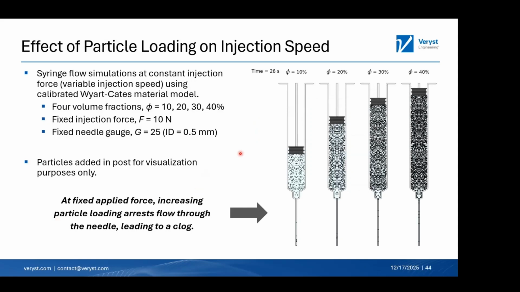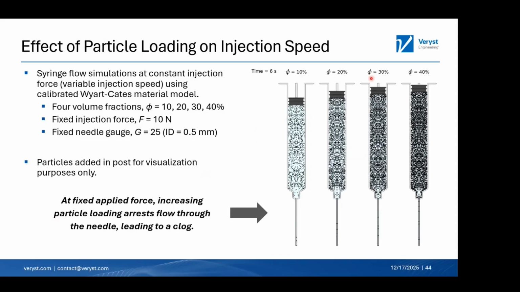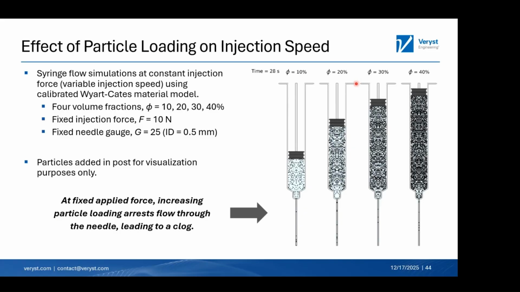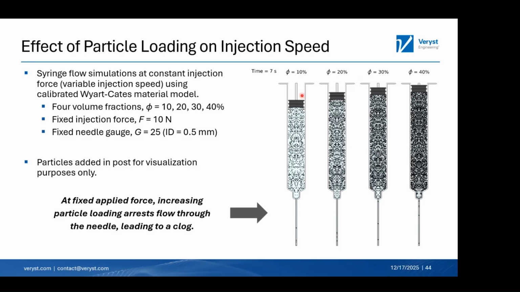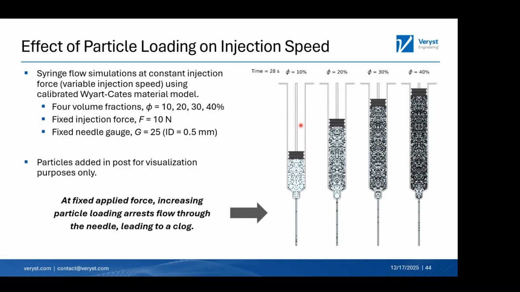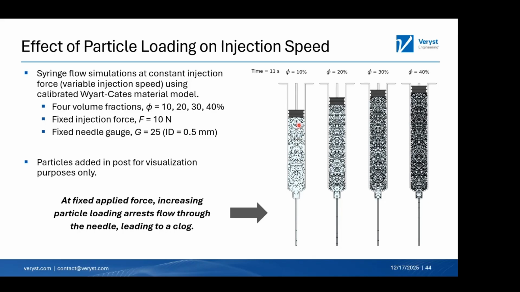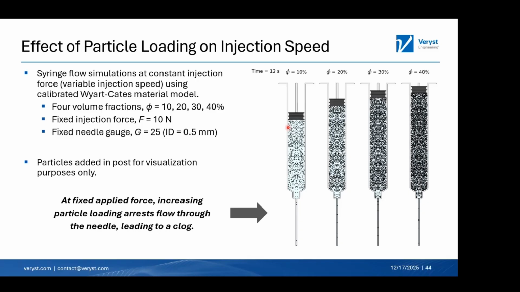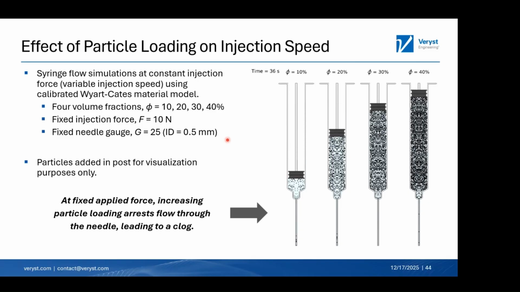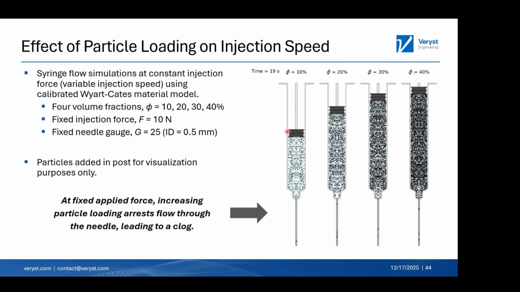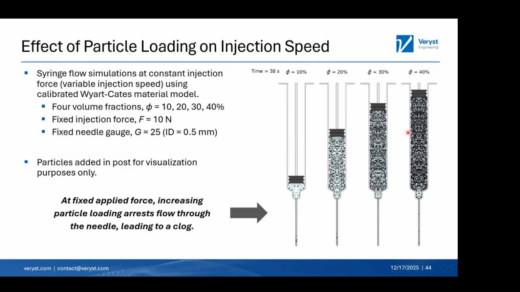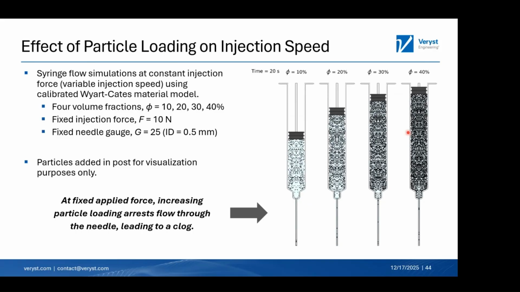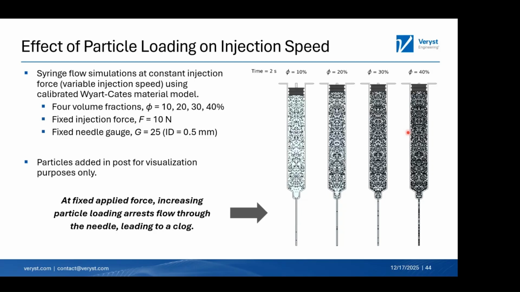So here's an example where we're looking at different suspension volume fractions using a continuum method, right? So you see that there are particles here. Those particles were added in post. They have nothing to do with the physics. I've just added them here for clarity. To highlight on the left, you're seeing a more dilute suspension, though it's still a dense suspension. On the right, a very, very concentrated suspension, so 40% volume fraction.